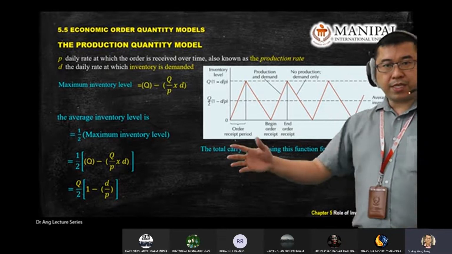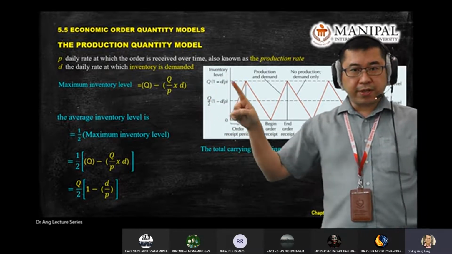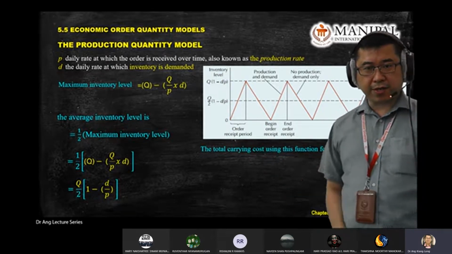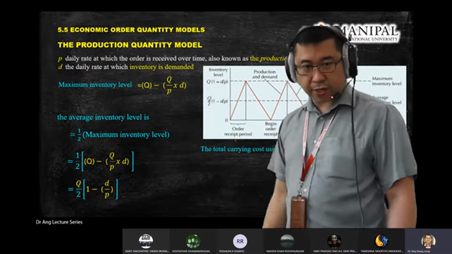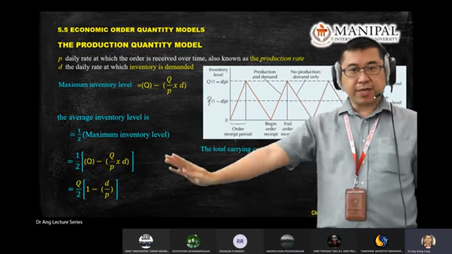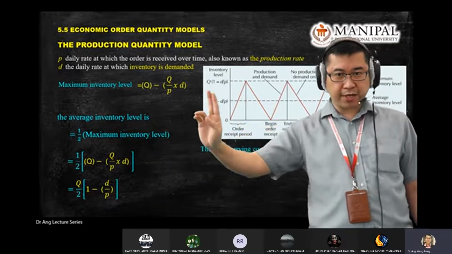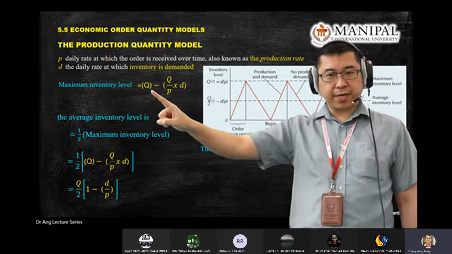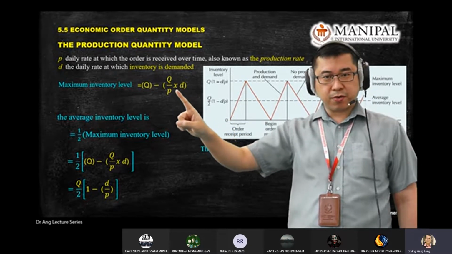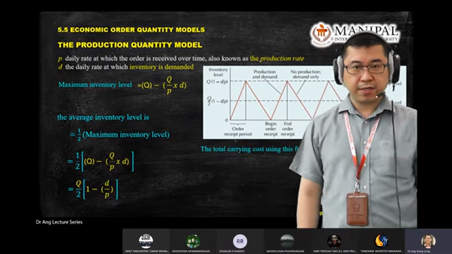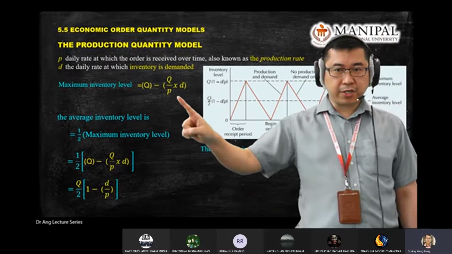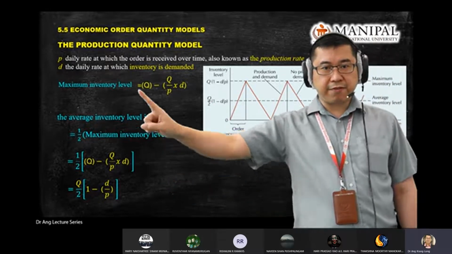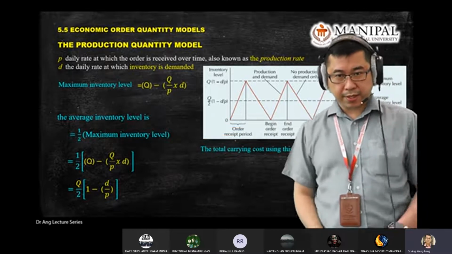Okay, the next one, once you find your inventory numbers, you're going to find your total carrying cost. Copy this equation, because later when you do the tutorial questions, I'm going to ask you to substitute values and give me the answer. Maximum inventory level is given by Q minus Q divided by P times D. P is the production rate, D is the demand rate. Average is half of your maximum inventory level.